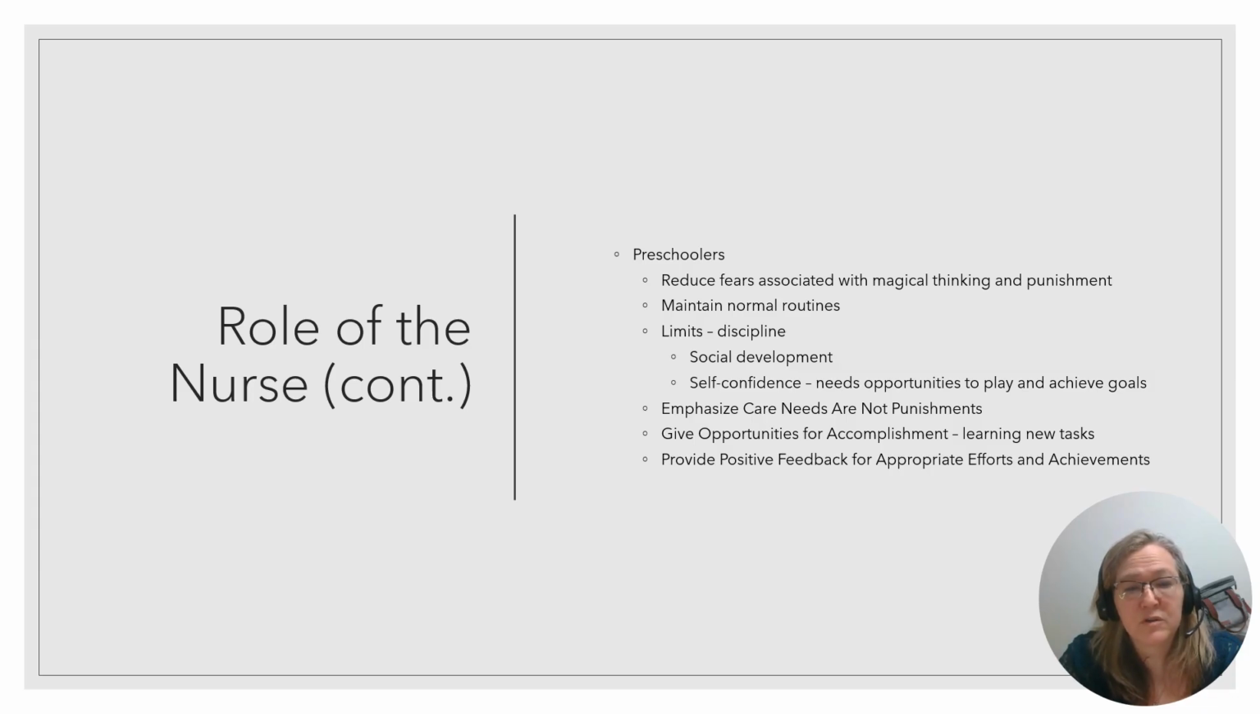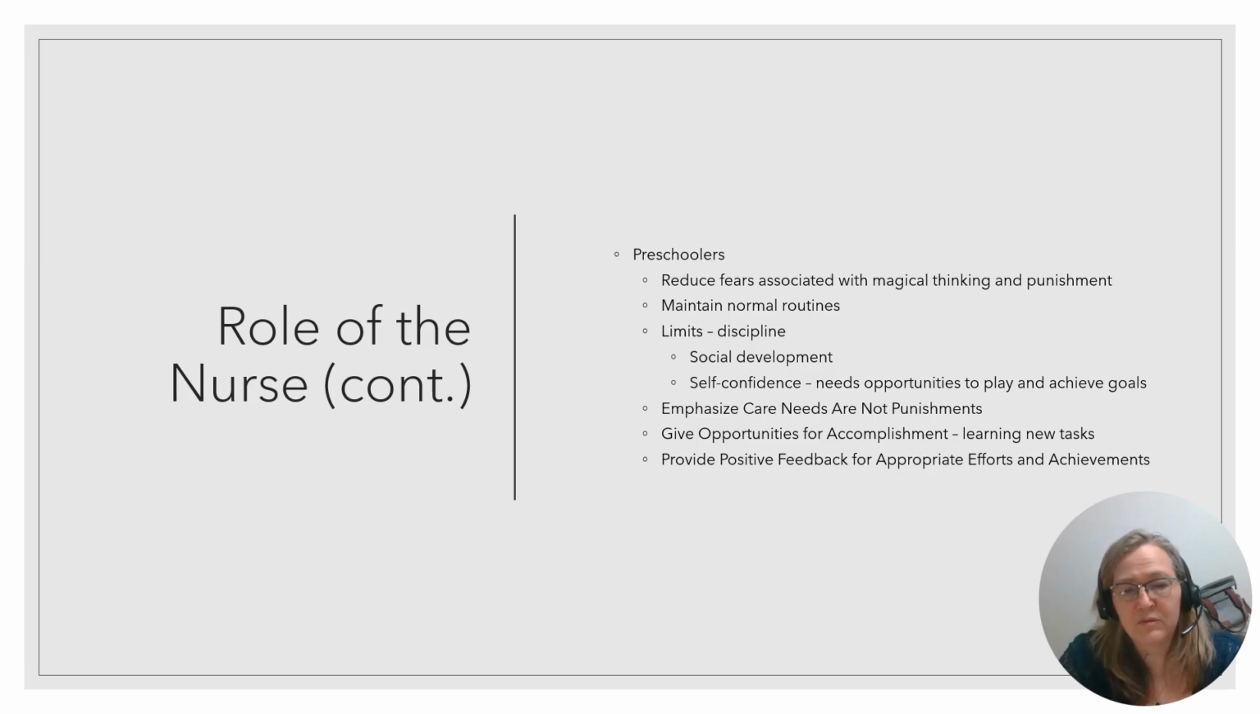Care of preschoolers who have chronic illnesses. This is a time where they have a lot of magical thinking, and they might think they caused their own illness, or it's happening as punishment. So you want to recognize that and constantly reinforce that it's not their fault.